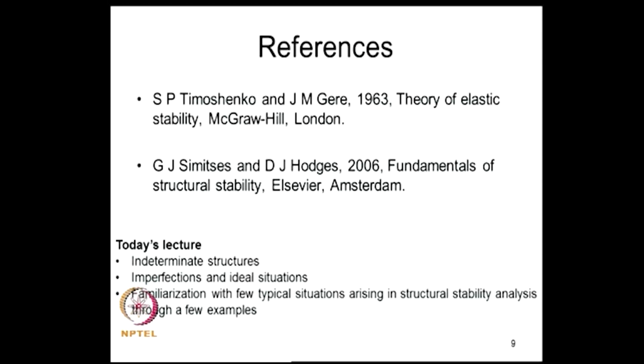Now in today's lecture we will continue discussing behavior of indeterminate structures, and also we will discuss issues related to imperfections and ideal situations, and we will consider a few typical situations arising in structural stability analysis through a few examples, so that we become familiar with the issues that we need to eventually address using computational tools. The material that I am going to present in today's lecture are covered in the books by Timoshenko and Gere and Simitses and Hodges, and some of these examples have been taken from these references.